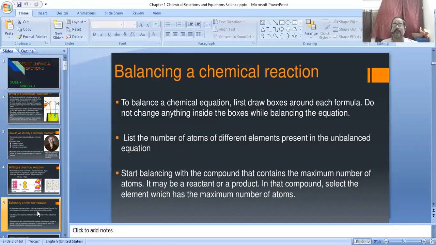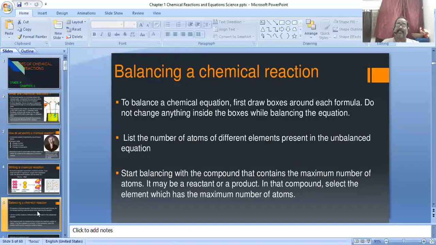Suppose we have an equation like this: nitrogen and hydrogen react with each other, and after the reaction they make ammonia, NH3. So the equation is N2 plus H2 arrow NH3. Before the reaction the nitrogen value is 2 and the hydrogen value is also 2, and after the reaction the nitrogen value is 1 and the hydrogen value is 3. So when we look at nitrogen and hydrogen before and after the reaction, the values are not equal.